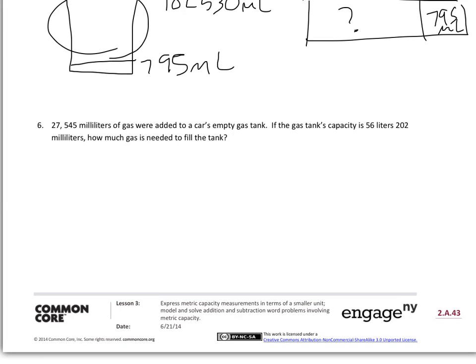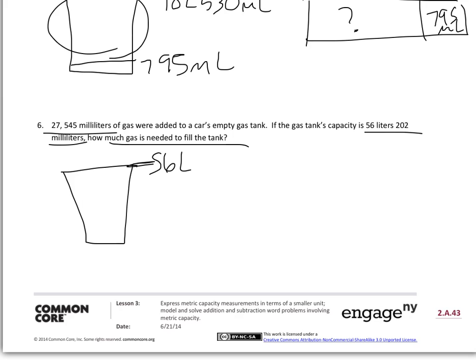Last question. There are 27,545 milliliters of gas added to a car's empty gas tank. If the gas tank's capacity is 56 liters, 56 liters, 202 milliliters, how much gas is needed to fill the tank? Well, we'd have to figure out how much is left. So we know the gas tank has a capacity, which is at the top, of 56 liters, 202 milliliters.